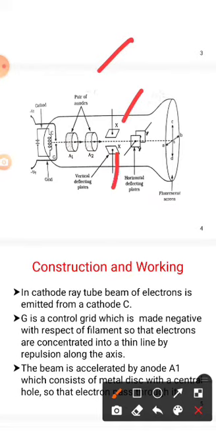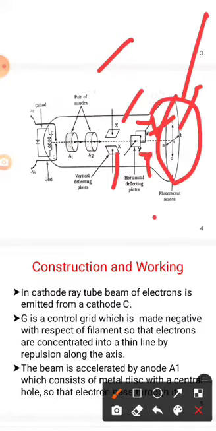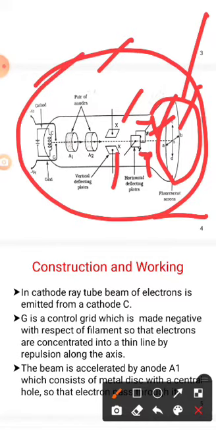These are the deflecting plates: the XX plates and the YY plates. This is the fluorescent screen. This is the block diagram of the CRO.